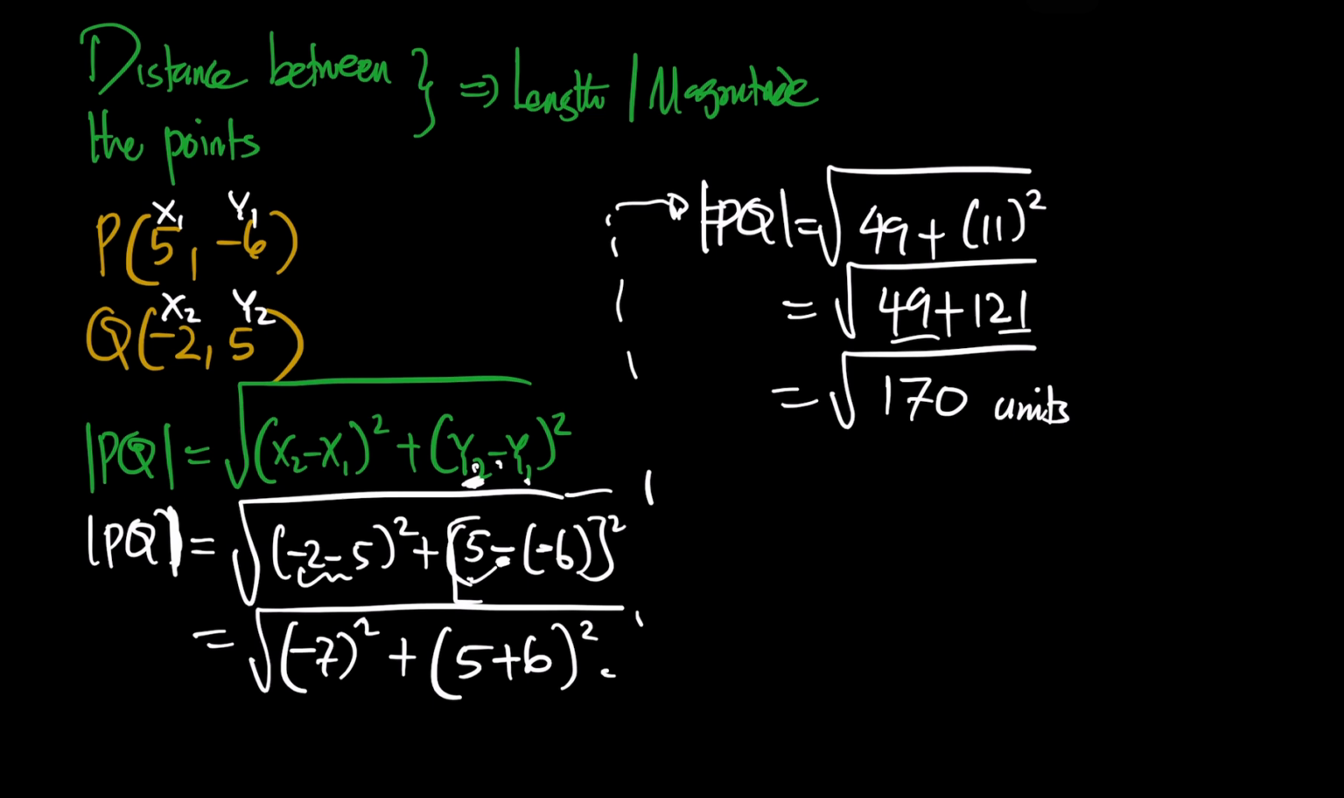All right. Let's look at another problem. The problem says we should find the perimeter of a triangle. We're going to look for the perimeter of a triangle.